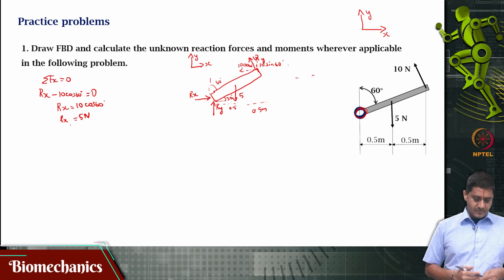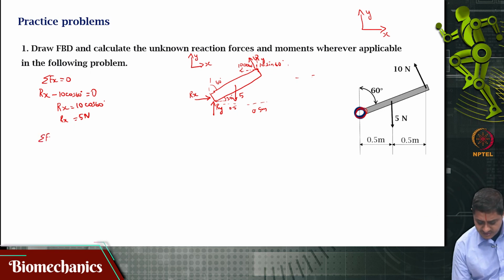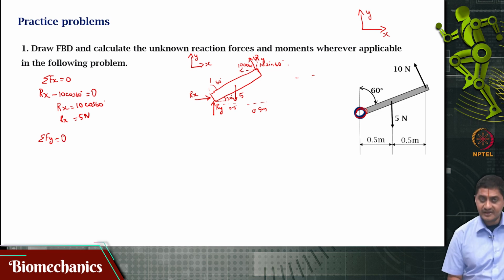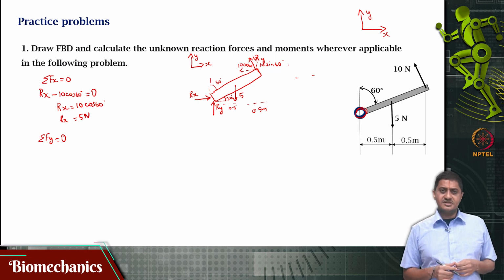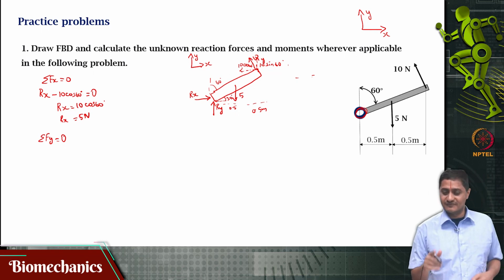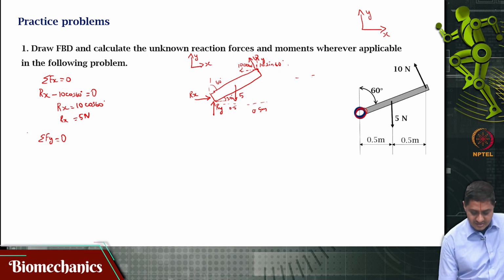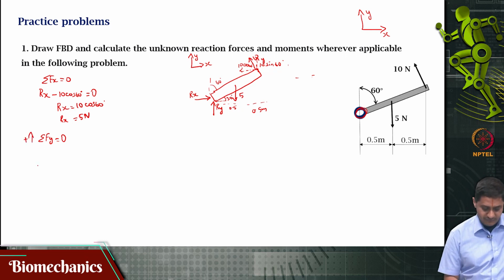Now, I can write similarly the equation of static equilibrium in the y direction, that is sigma Fy equal to 0. What does this mean? This means because this bar is not translating along the y direction, the sum of all the forces in the y direction is 0, or rather because this object is not accelerating in the y direction, the sum of all the forces is 0, because it can translate with constant velocity, something to remember. Sigma Fy equal to 0, upward is considered positive.